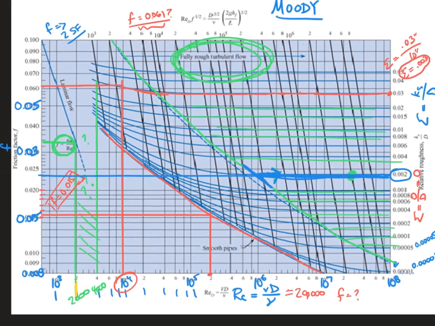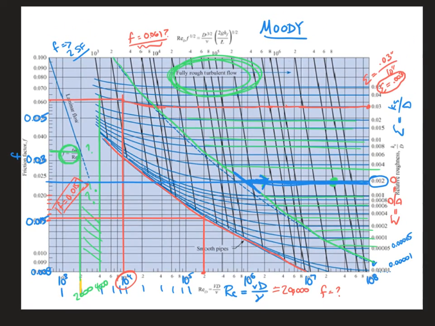This Moody diagram is in your textbook. I highly recommend you stare at it a little bit, and I'm going to go over how to do this again next class.